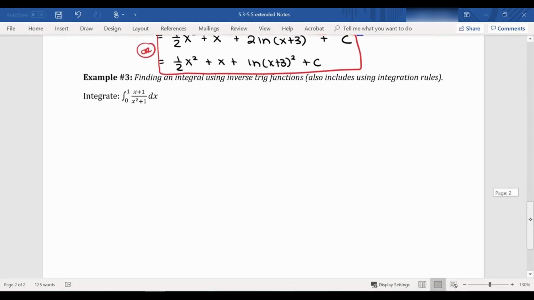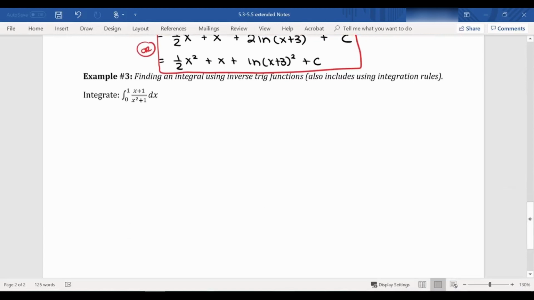And our last example here, again, is we need to break some stuff up before we can start. We can tell this sort of looks like there might be something with inverse trig because we've got that x squared plus 1 on the bottom, and we know that the integral of 1 over x squared plus 1 is inverse tangent.